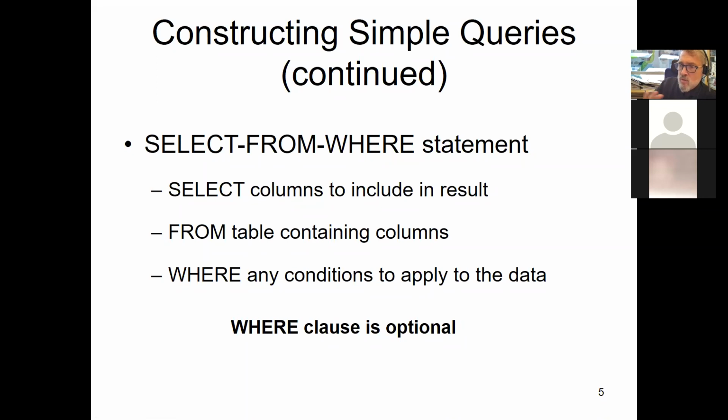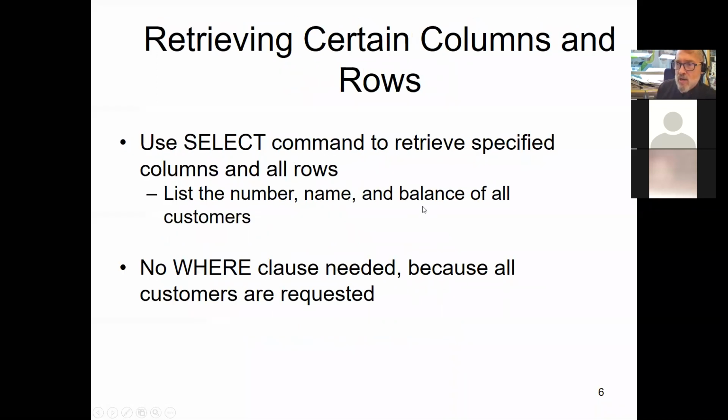We limit the rows, or we filter the rows, or we say which rows we want to include or exclude. And the where clause is optional. I hope that you get the idea that if we didn't have a where clause, we would get all the rows, because there would be nothing to limit the rows. So the select statement, we can get, as it says there, specified columns and rows.